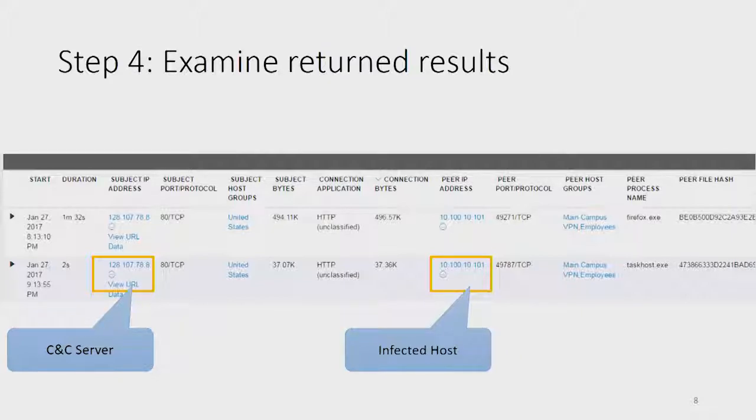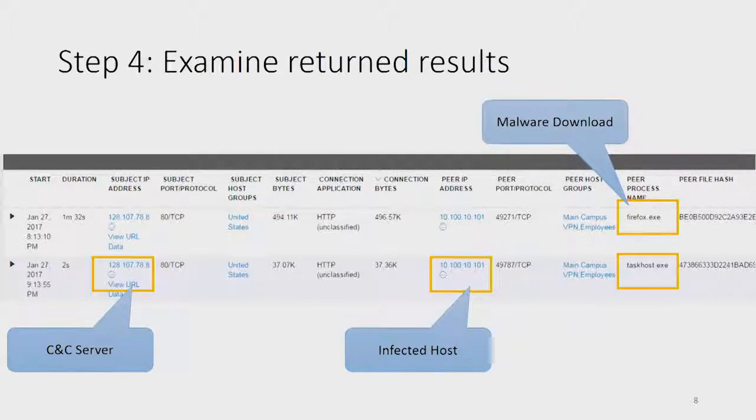taskhost.exe, this bottom flow record there. Zeus is known to run as taskhost.exe, so we can actually confirm at this point that this is an infected host. The other thing that we can also extrapolate here is that because we've browsed this command and control server, there was the malware download, which was the firefox.exe flow, and then the call home as taskhost.exe, which is what Zeus is known to run as.